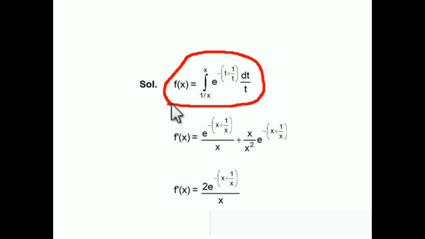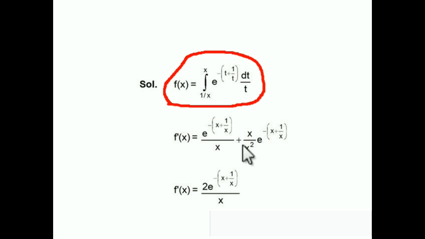So what we have to do: the derivative of the upper limit, that is 1, into the function, that means e raised to minus x plus 1 by x, upon x here, minus the differentiation of the lower limit, that is 1 by x. Its differentiation is minus 1 by x square, and minus minus gets plus here, and you have 1 upon x square.